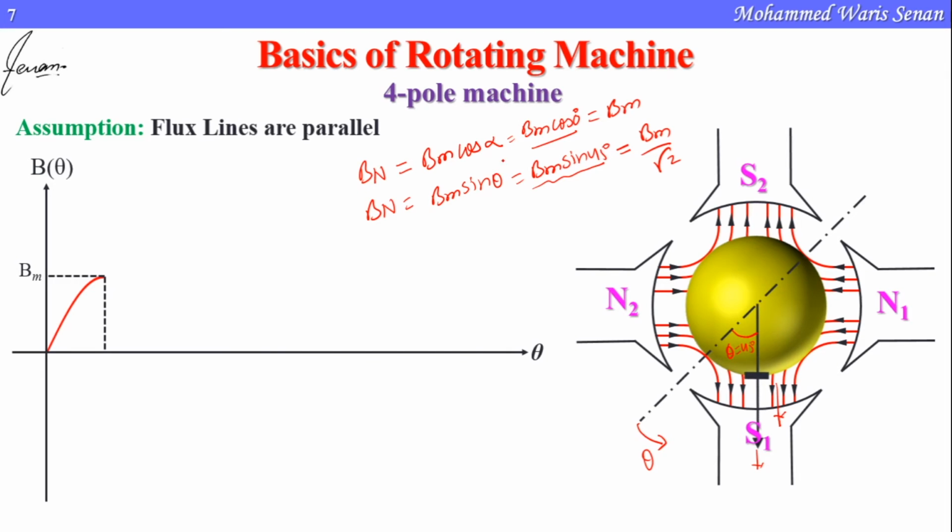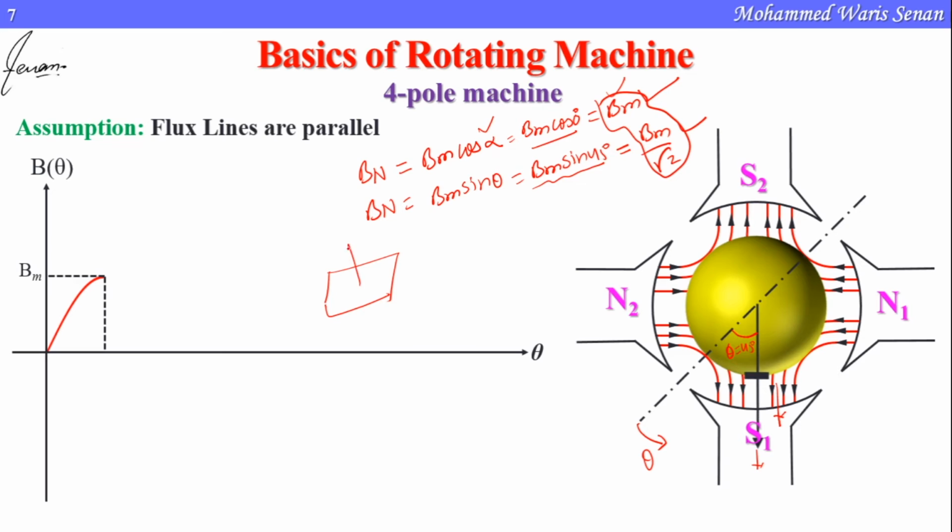Now we are getting different results in this case. Now we will understand why the result is different. To understand this concept, let us first understand which is correct, either this or this. If this is correct, we will modify this formula, and if this is correct, we will modify that formula, or we will understand why this Bm by root 2 is coming in this case.